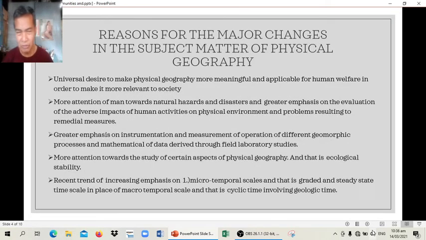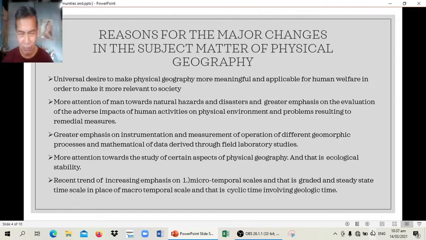The reasons for the major changes in the subject matter of physical geography. Yung maaaring hindi natin napuna, and matagal na rin ako hindi nakapagturo ng science, but there are major changes in the subject matter of physical geography. The universal desire to make physical geography more meaningful and applicable to human welfare in order to make it more relevant to society. So we cannot deny the fact that sciences, and that is physical geography, also have to adapt to our environment and human welfare in order to make it relevant to our society today.